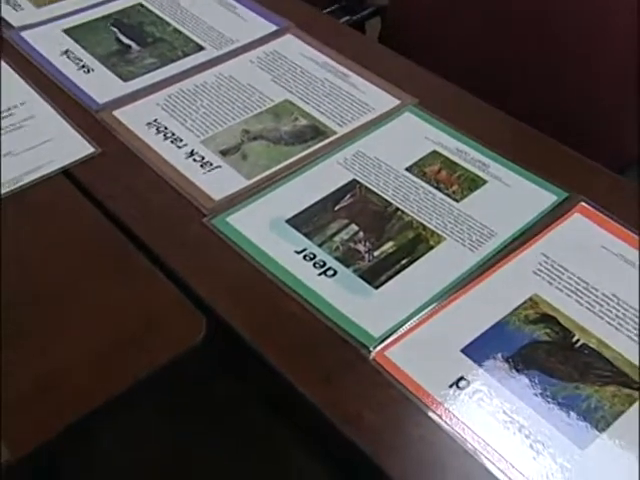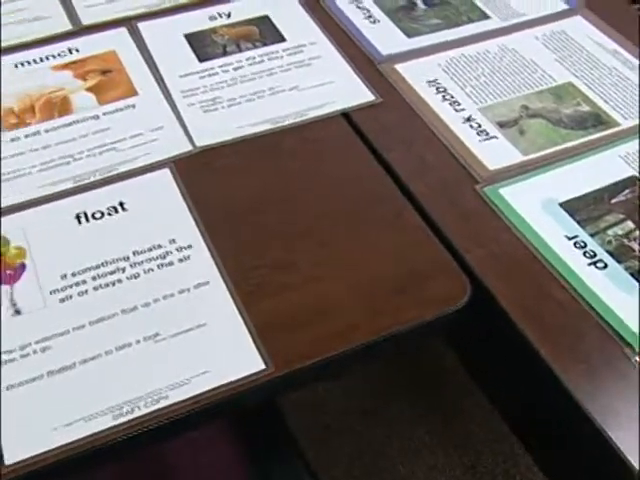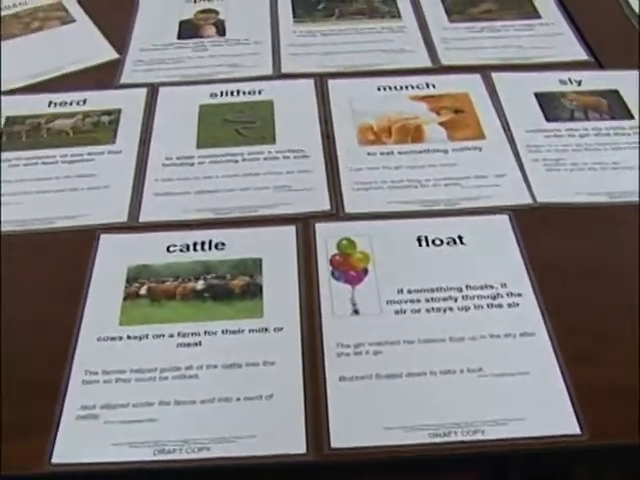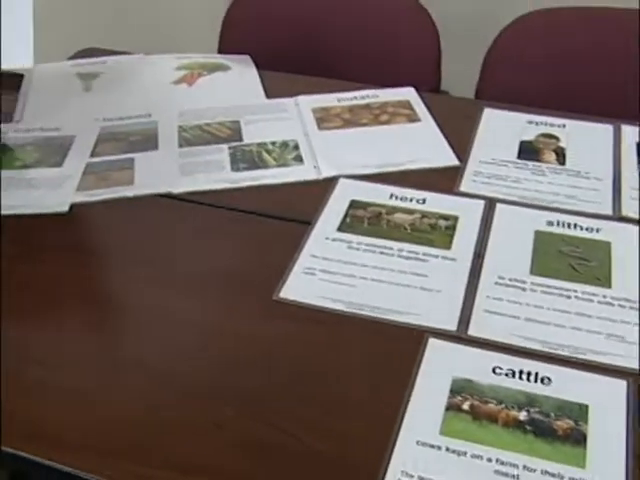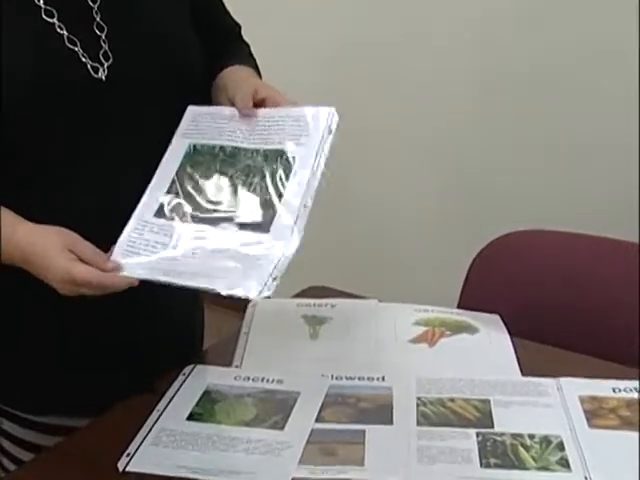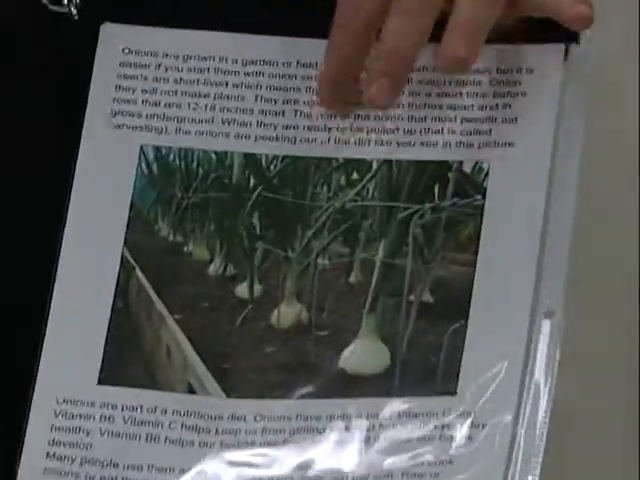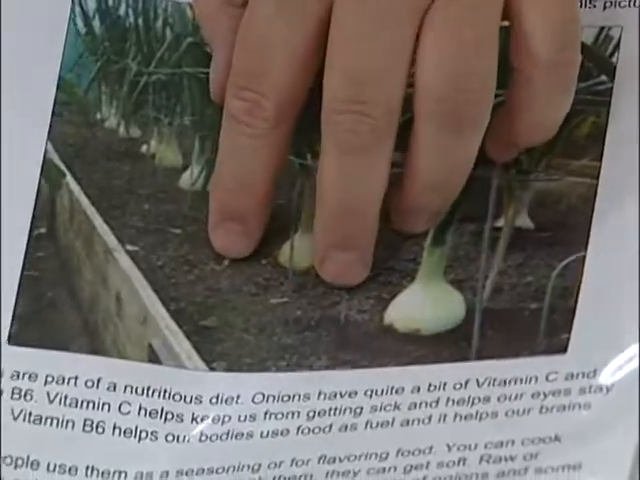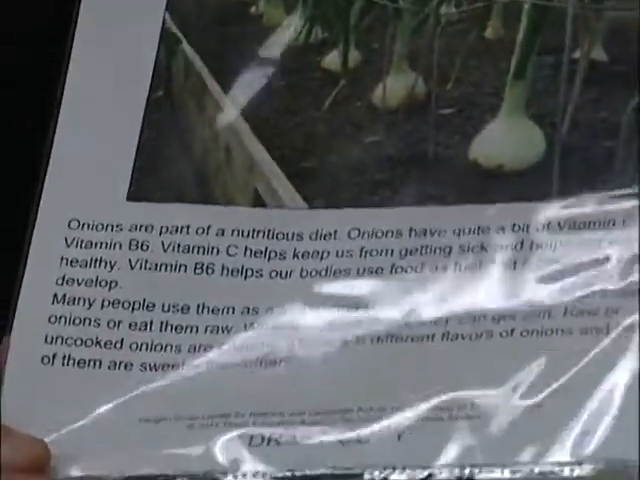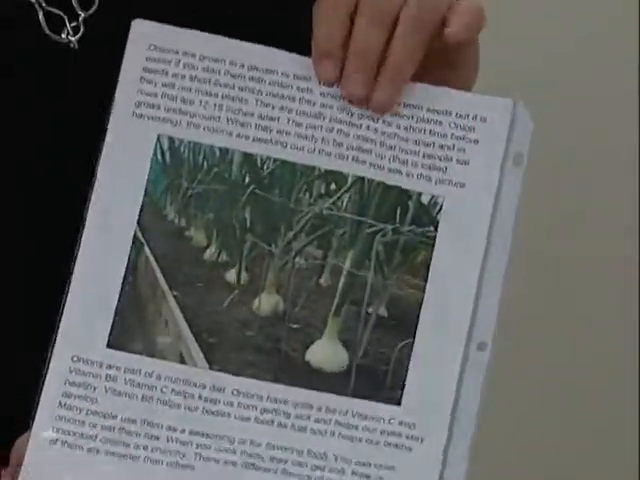On the ones here in the sheet protector, these also go with the science lesson. So the front of the page has what the vegetable is, a picture of that vegetable, and then the back side contains information about how they grow. So this is information on how onions grow, a picture of that growing process, and then what sort of nutrients the vegetable has. So you can use this in both your vocabulary and in your science lesson.